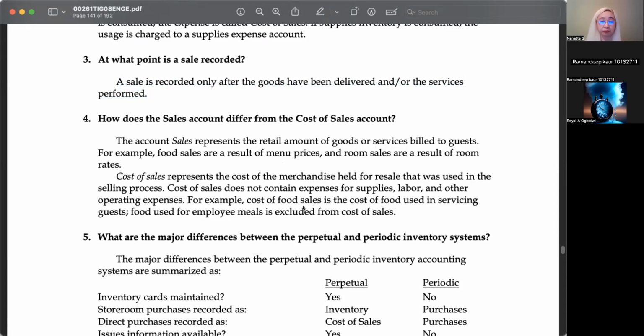For example, cost of food sales is the cost of food used in servicing guests. Food used for employee meals is excluded from cost of sales.